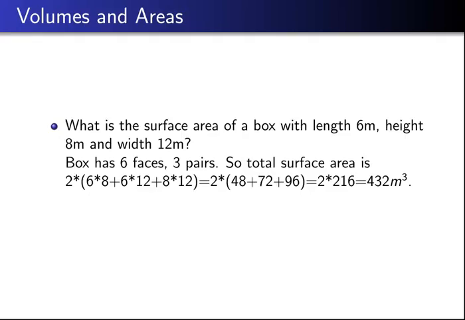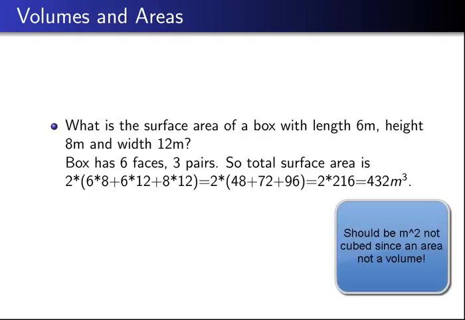So that gives us 2 times (48 plus 72 plus 96). Adding those up, hopefully correctly, we get 2 times 216, which is equal to 432 meters squared. So a mistake there, having written meters cubed.